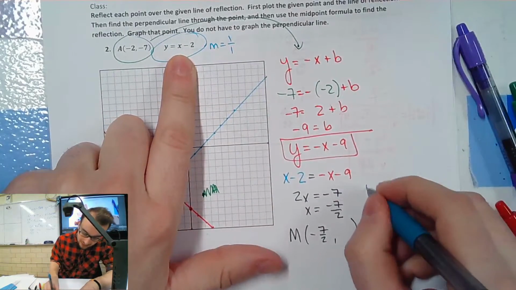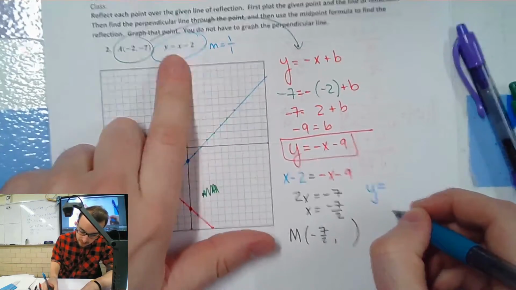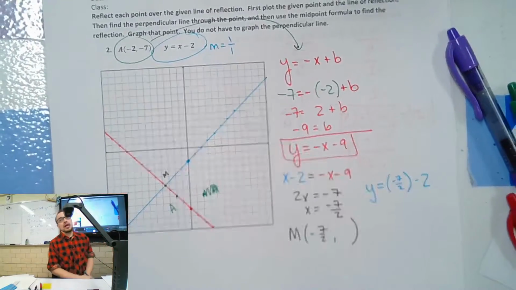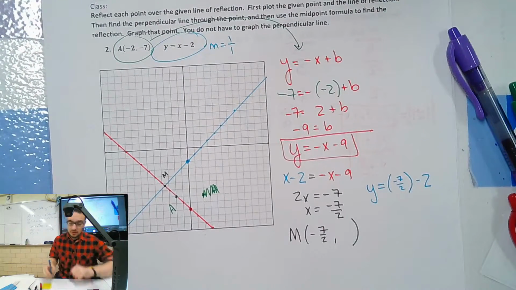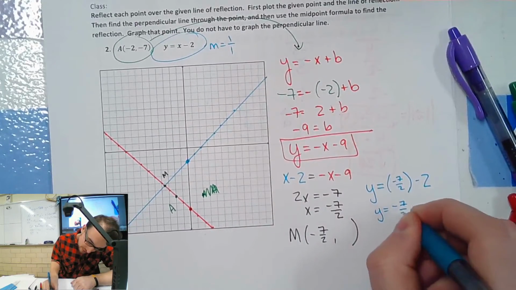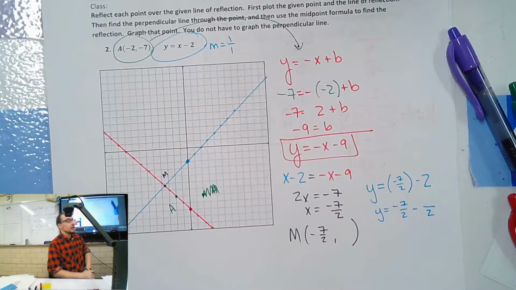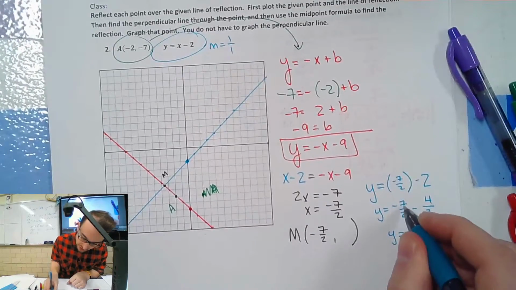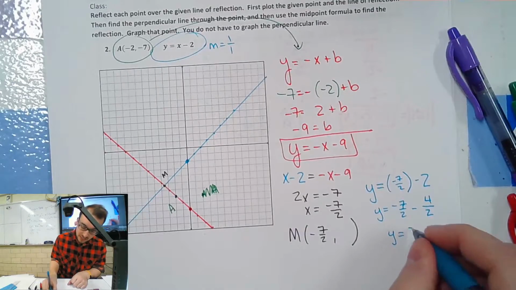I'm going to take y equals, and plug in negative 7 halves for x, minus 2. So now we're doing subtraction. We need common denominators. So negative 7 halves minus something else with halves is what we need, right? How many halves are in 2? 4 halves. What's 4 divided by 2? 2. So did we change the problem? No, it's the same thing, just a different way of looking at it. Now do they have the same denominator? Yes. Then we can combine them. So I've got negative 7 halves, and I'm subtracting 4 more. I'm going to have negative 11 halves.